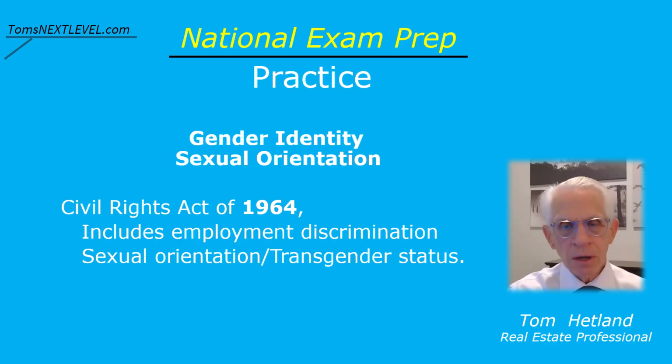We just talked about the Federal Fair Housing Act and the 3 dates I think you should remember. There's also another date, but this is a Civil Rights Act. Civil Rights Act in 1964 added gender identity and sexual orientation. And where did it add those? It added those for employment discrimination, and it included sexual orientation and transgender status. Civil Rights Act of 1964.